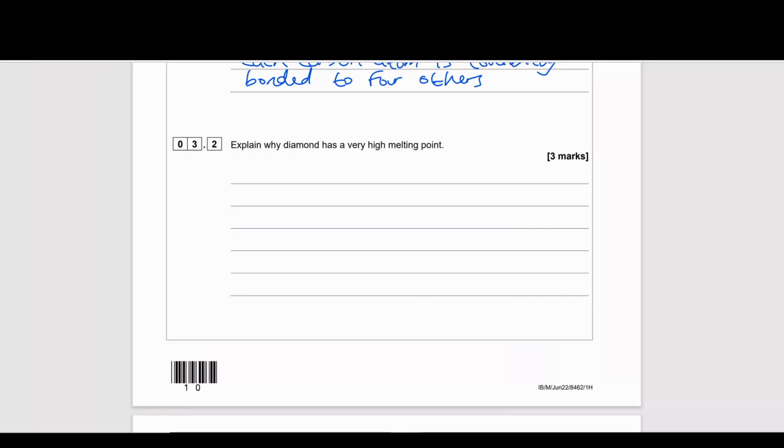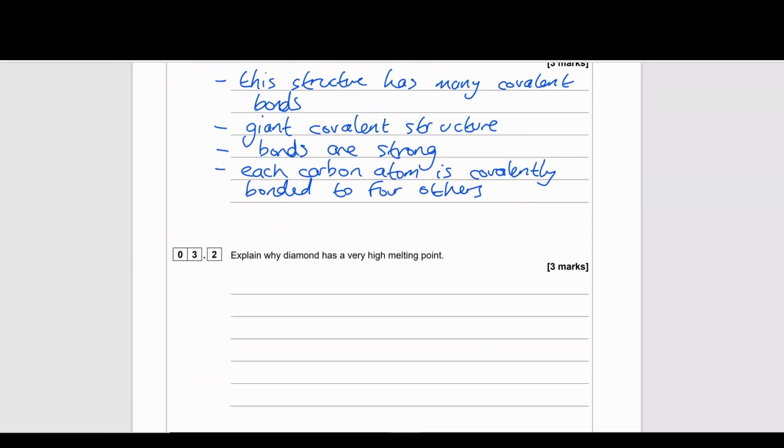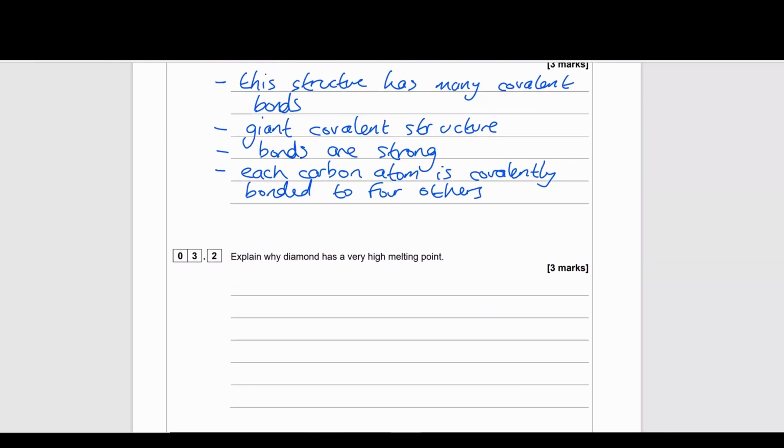3.2. Explain why diamond has a very high melting point. Well, we can take a point from above now, and it's going to help us. We can take this point here, the bonds being strong, and we can put that in our answer below. Why? Because if it's talking about high melting, you want to think about going from solid to liquid. So that will mean that bonds need to be broken. So the covalent bonds are strong.